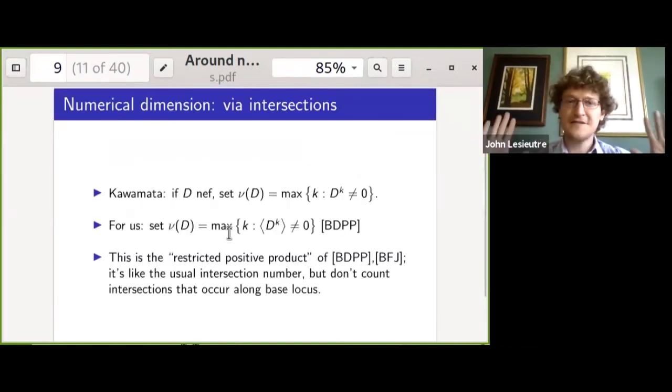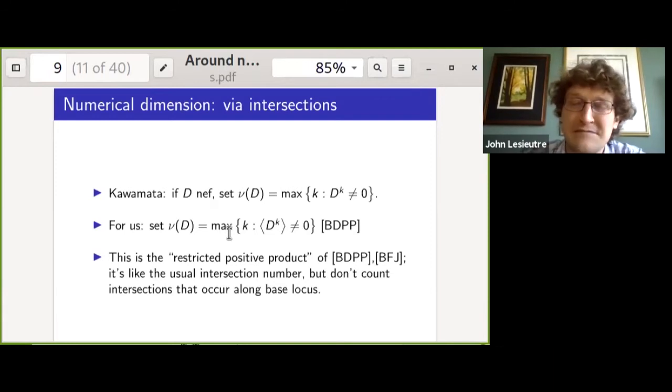Okay, so that's the first strategy to define a numerical dimension: you should look at sections of mD plus A, or if you'd rather use volume, which is a little easier to handle sometimes, look at the volume of mD plus A, or the same thing, normalize the volume of D plus tA, where t is small.